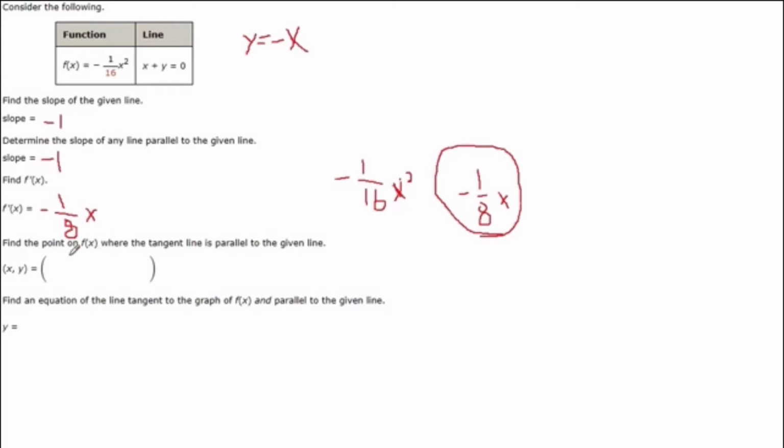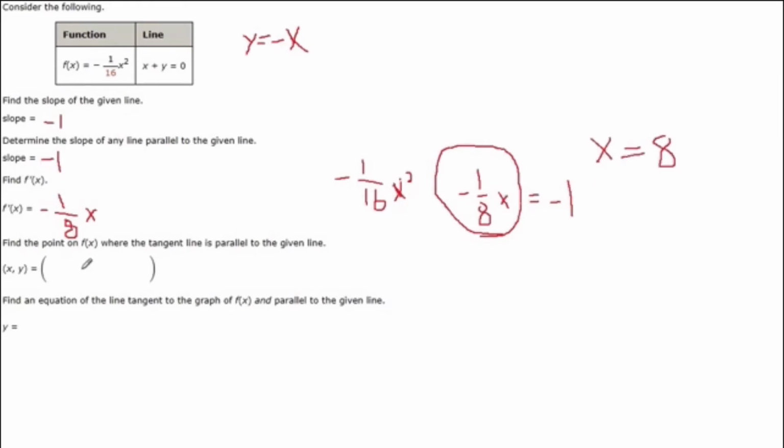Alright, next thing we want to do is find the point on f of x where the tangent line is parallel to the given line. So how we do this is we set the derivative equal to the slope, right? So we'll just say negative 1/8 x equals negative 1, which is the slope. And in this case, x would be equal to 8.